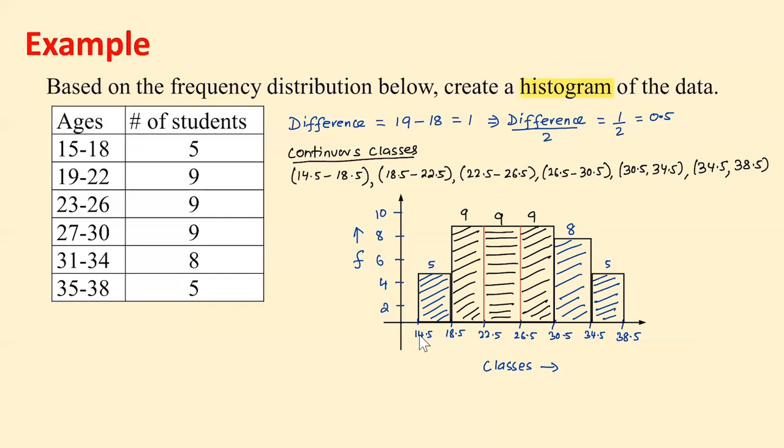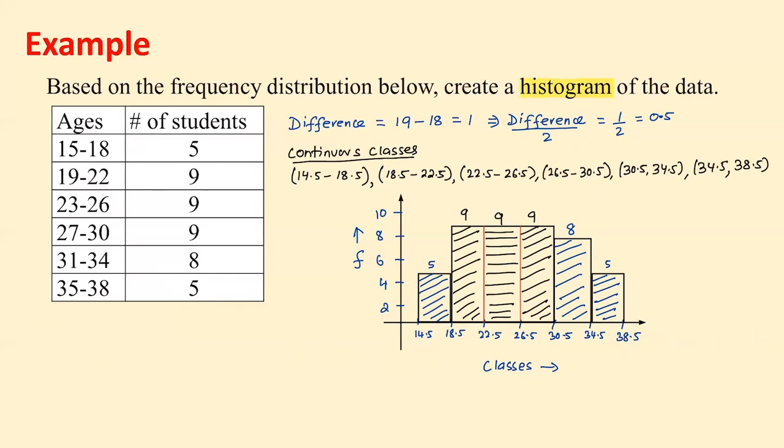It's very important for you to note here that in a histogram, these vertical bars are connected because a histogram is drawn for continuous data. Here, the classes were not continuous. We made them continuous first, and we created the histogram. So this is how we can create a histogram.